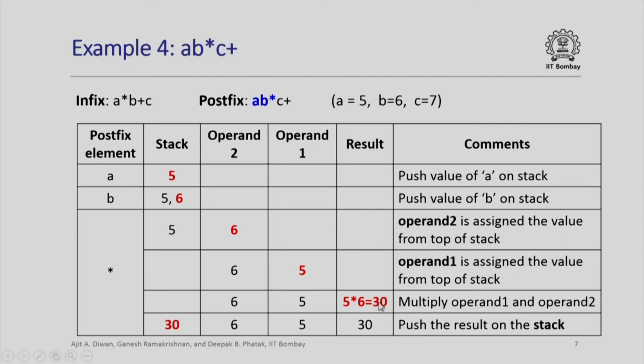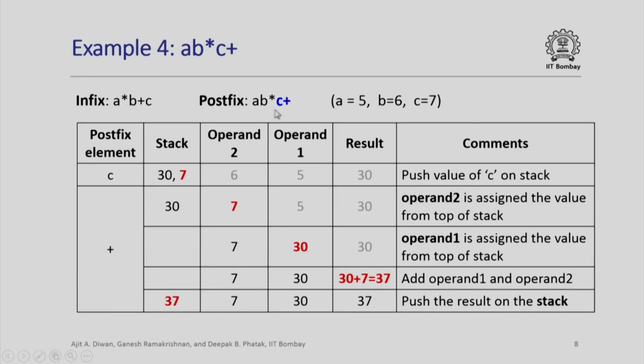This multiplication result value 30 will now be pushed onto the stack. Note that on the stack we have only this value 30 now, nothing else. That is because we have traversed up to this point. Let us go to the subsequent characters C plus. When C comes, it is an operand, so we push it onto the stack.